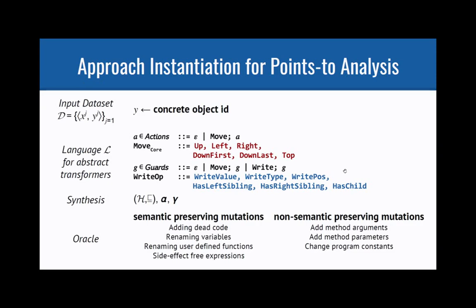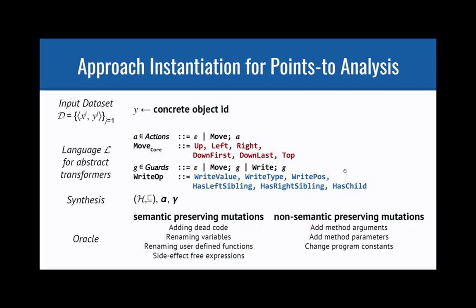In this case, the data set is just concrete object IDs that are collected during the instrumentation. The language is quite simple. So we have actions that can move over the AST and traverse to the parts that are interesting for the analysis. And we have write operations that can condition on some parts of the AST when we try to write the predicates in the program, right? Such as the value of a node or type of a node.